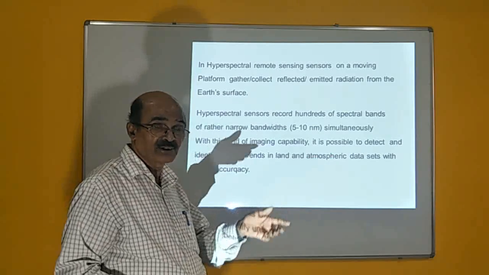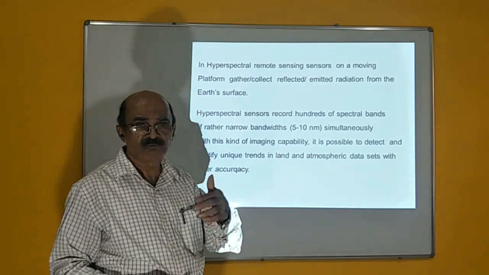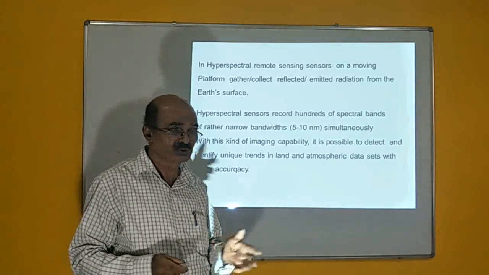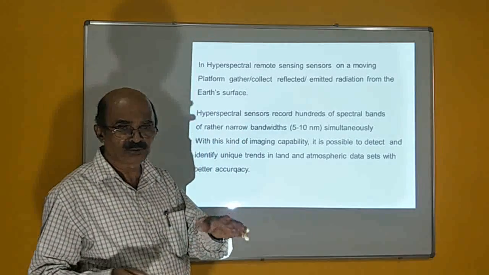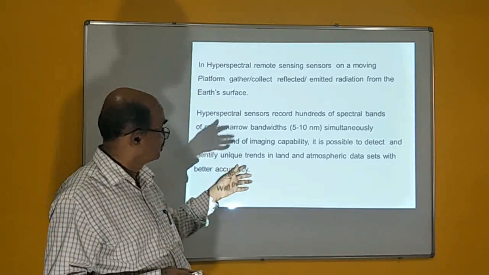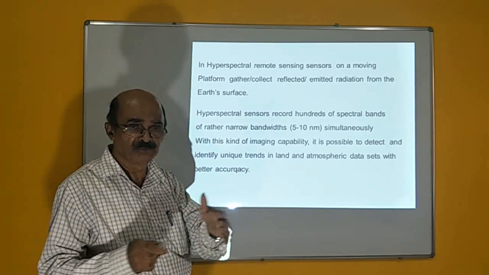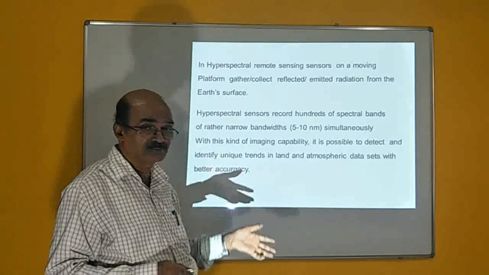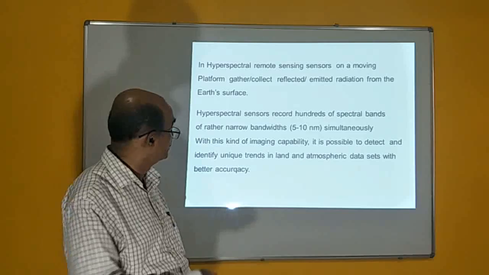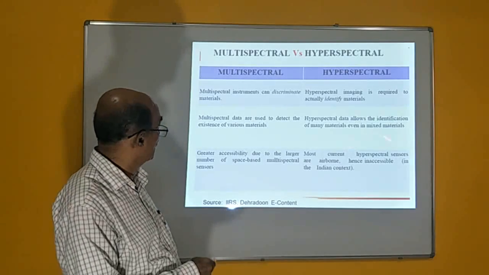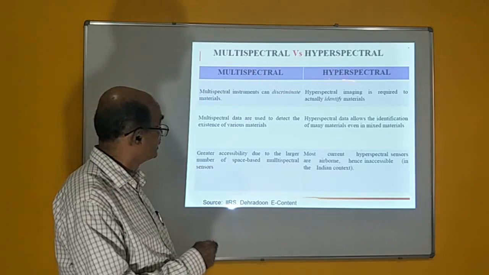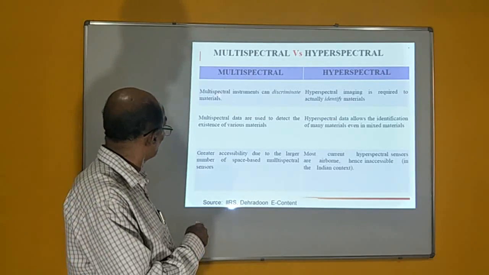sets with better accuracy, because the purpose of using remotely sensed data is to gather more and more information. Multispectral information provides the required information, but it is better to go for hyperspectral, wherein we can differentiate more number of surface features. Even the species level identification is possible with hyperspectral remote sensing. And now let us see the major differences between multispectral and hyperspectral.